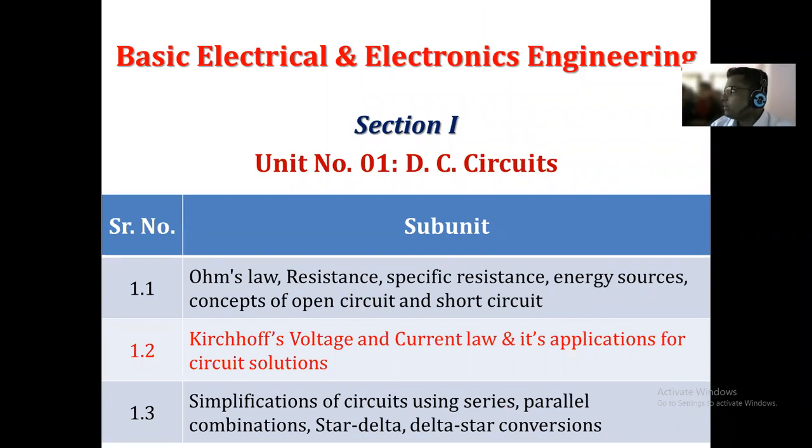On the next page, syllabus. Make the title syllabus. Not necessary to maintain the title. Once again, basic electrical and electronics engineering. You just note it down, syllabus, section first, unit number 1, DC circuit. Not necessary to prepare the table also. You just make 1.1 point, 1.2 point, 1.3 point. Note it down.